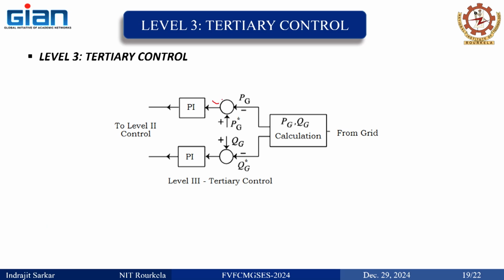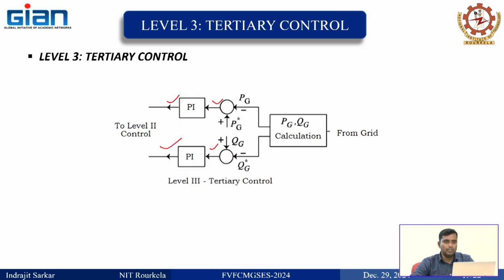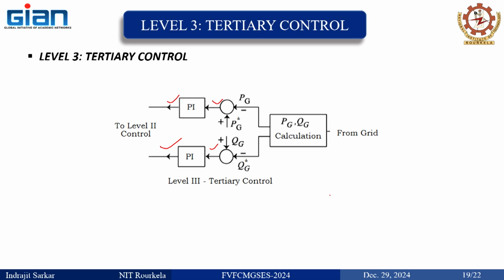This 2 will be 0. Sorry, this 2 will be 0. Nothing will be there. This 2 also will be 0, because the actual power and reference power are tracking. So this is how the 3 level of control is implemented for a microgrid, and for control of active and reactive power exchange between the grid and the microgrid.